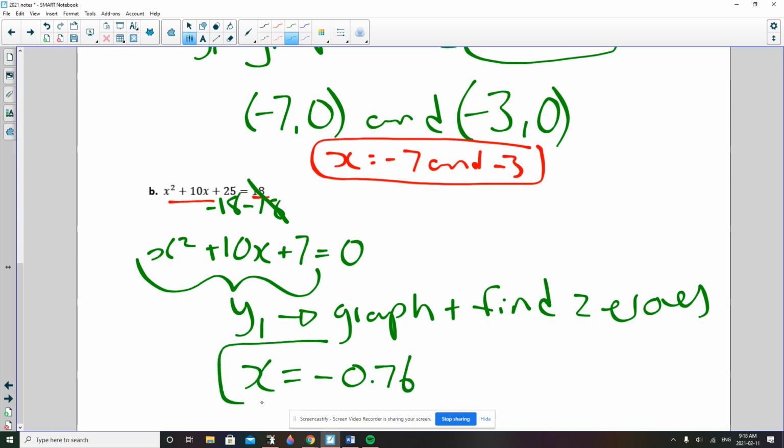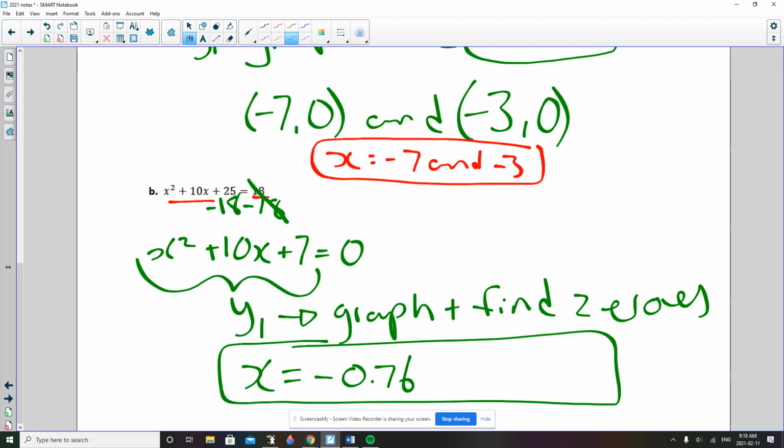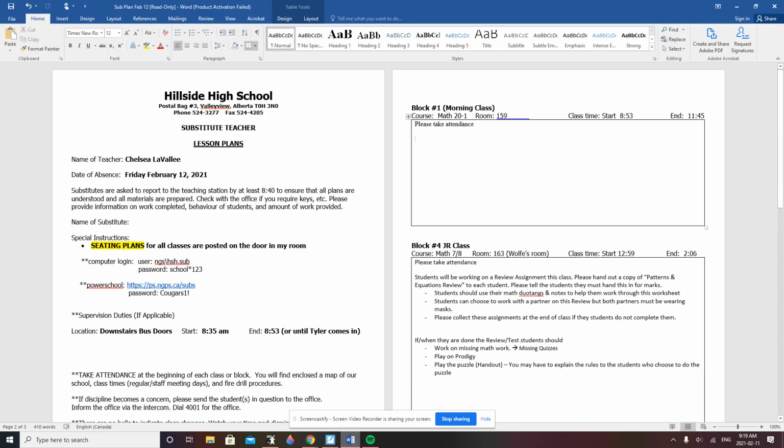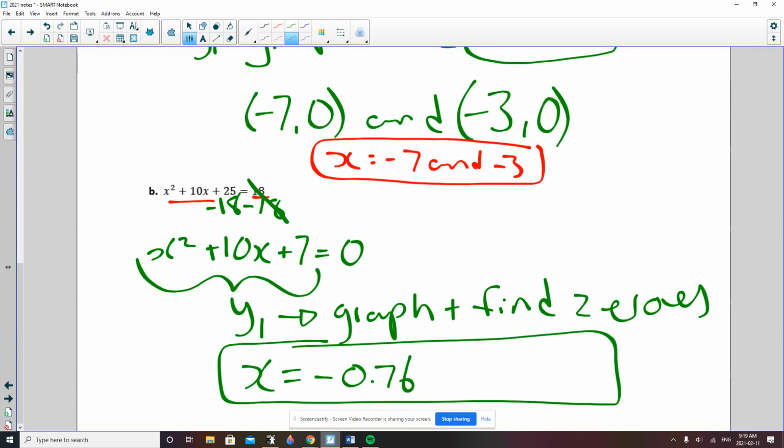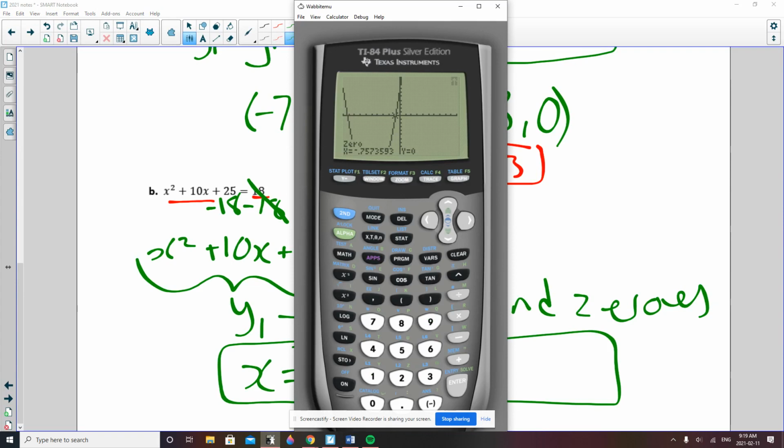So x is equal to negative 0.76. I could technically write that as negative 0.76, 0, but I'm not even going to write that because I don't need the y value. So I want to go find that far left intersection. So second, calculate the 0.